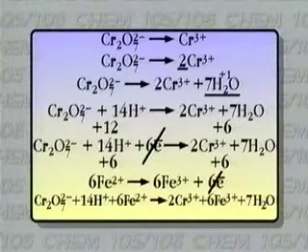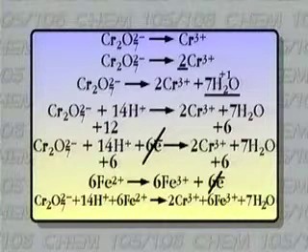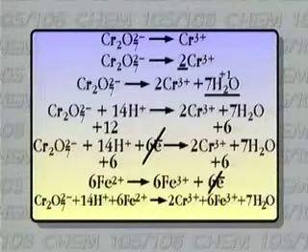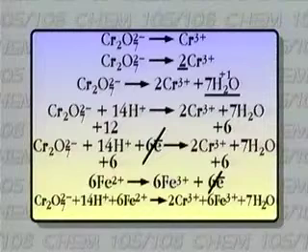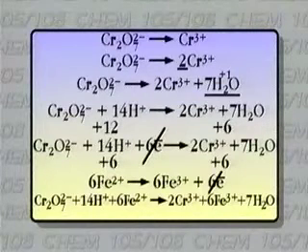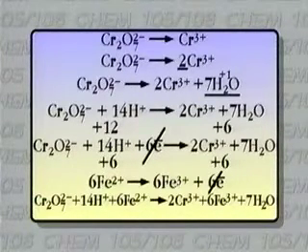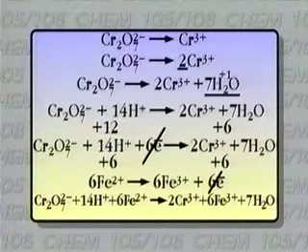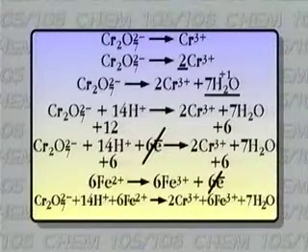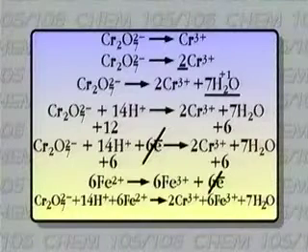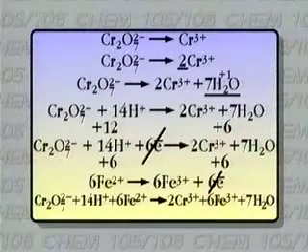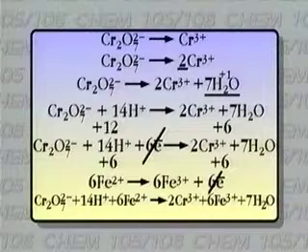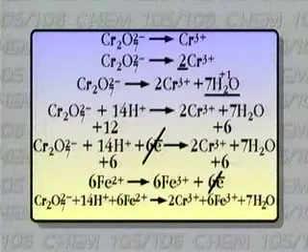Now, one should double check their final equation, check it for both the fact that atoms are balanced and charge is balanced. Looking at atoms quickly, we have 2 chromiums and 2 chromiums. We have 7 oxygens and 7 oxygens, 14 hydrogens, 7 times 2 is 14, 6 iron, 6 iron. So we've got all the atoms balanced.